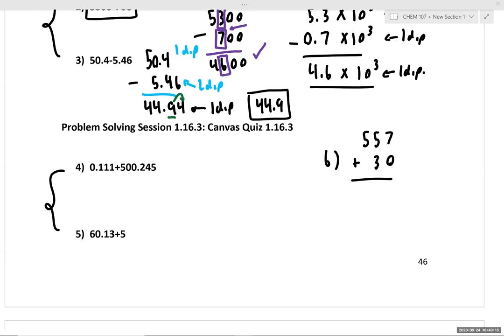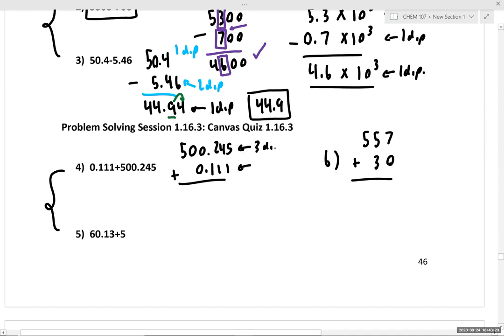So let's discuss now. First and foremost, this first one is a nice example showing how you can gain significant figures when you perform an addition operation. Both of these numbers have 3 decimal places, so our final answer should have 3 decimal places. That in turn gives us 500.356.